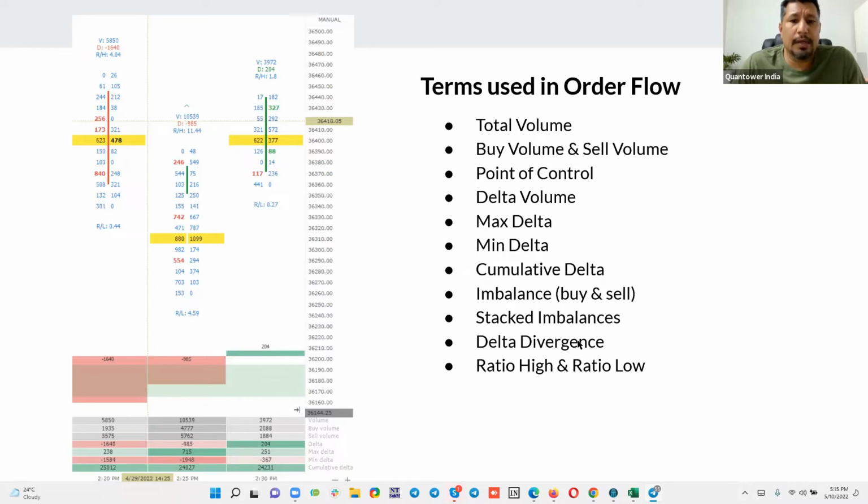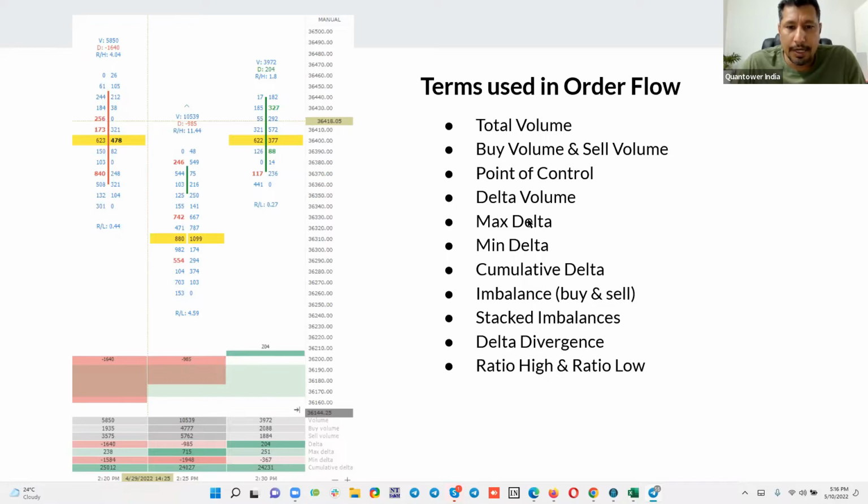Delta divergence is this: if you look at this particular bar, the center bar, the delta in this bar is negative 985 lots, whereas the candle is positive. Basically, it tells us that there is some kind of confusion. There is a delta divergence. Delta is negative, whereas the candle is positive. That is called delta divergence. We'll discuss that again in detail.